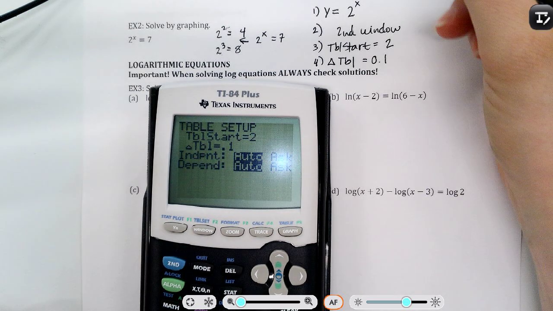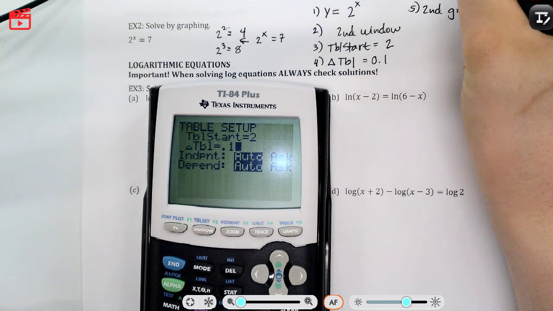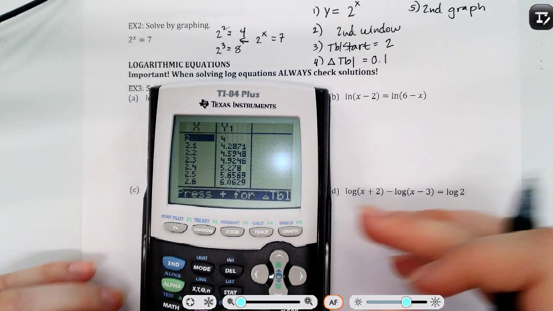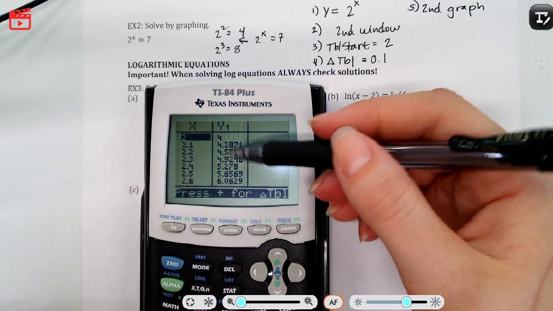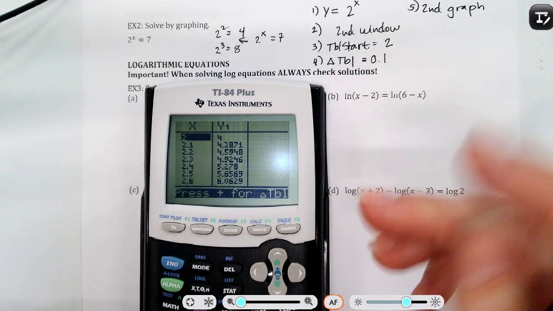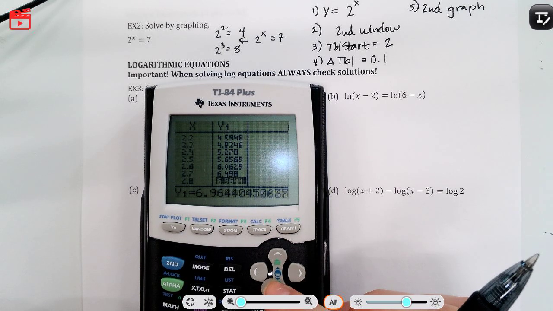And then we're going to do step 5, table graph. So second graph. All right, and now we got my little table here. So I'm going to be searching for the y value of 7. And once I've done that, I'll look for the corresponding x value. So let's go ahead and search for a y value of 7.